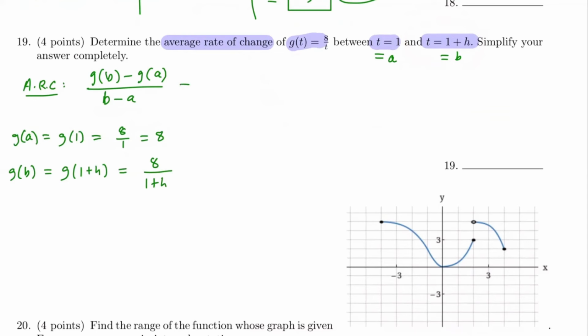All right, so for the average rate of change, you take the second function value, that's this one. And then we do minus g of a, 8, that's this one. Then we do b minus a.